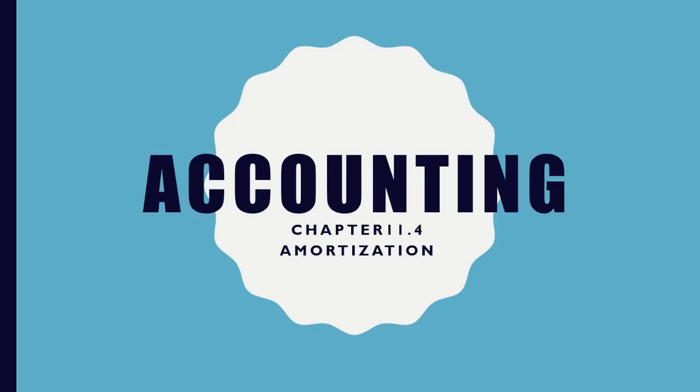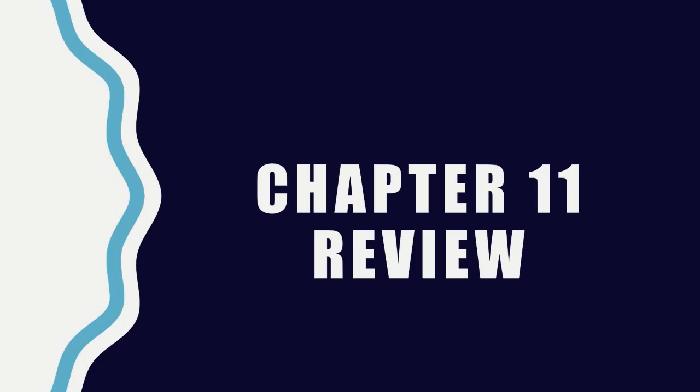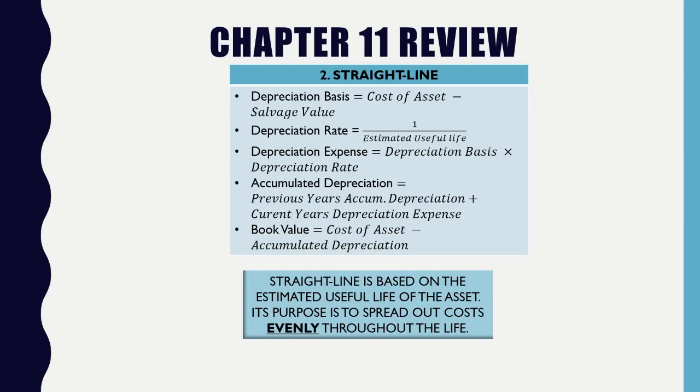So, with that being said, amortization and straight line are pretty much identical to each other. Here are the formulas. You've got your cost of the asset, right? You've got 1 over its estimated useful life, right? And everything else looks the same.